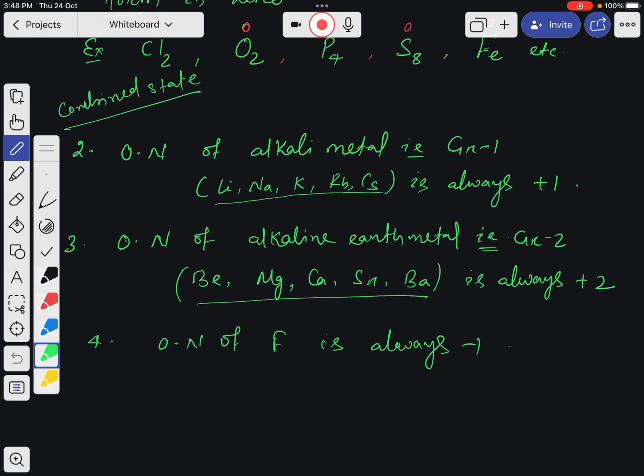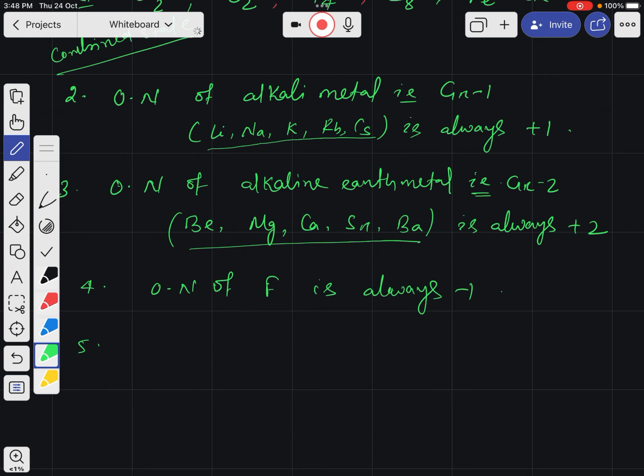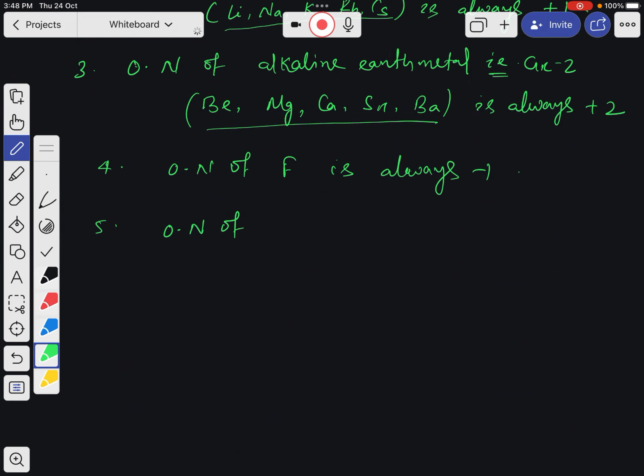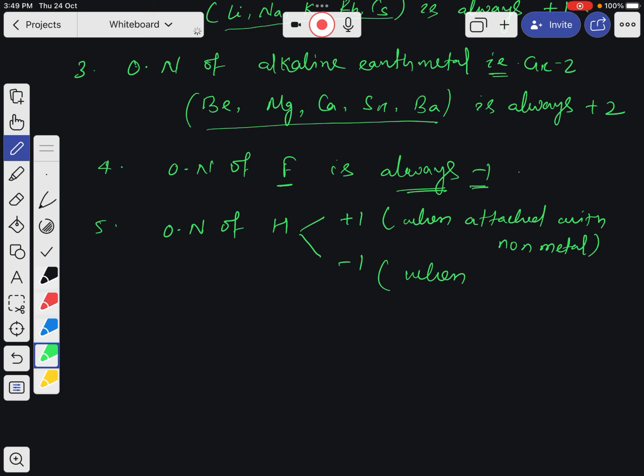Then rule number 5. Fluorine combines with any element, its oxidation number is always -1. And the oxidation number of hydrogen: hydrogen has two oxidation numbers, +1 and -1. +1 is used when linked or attached with a non-metal, and -1 when attached with a metal.